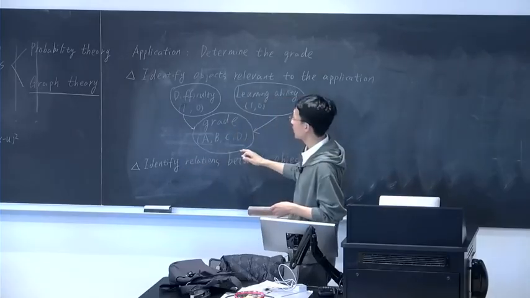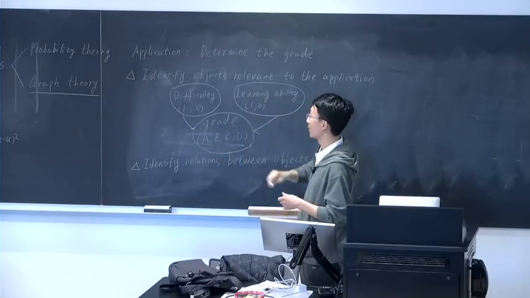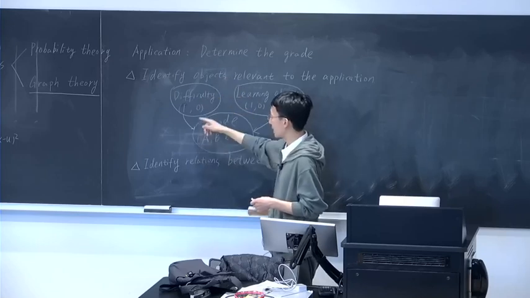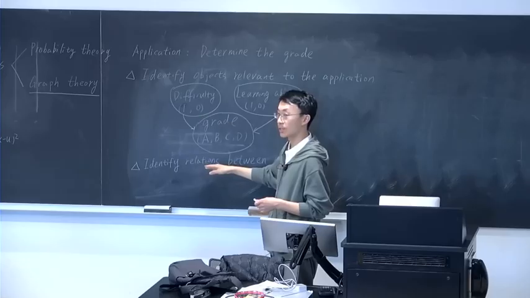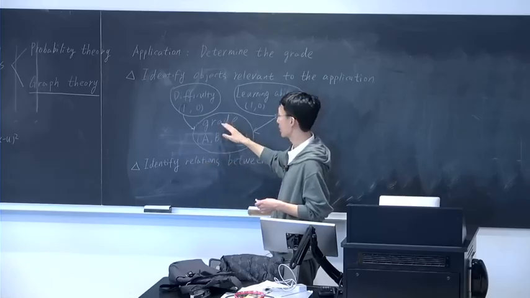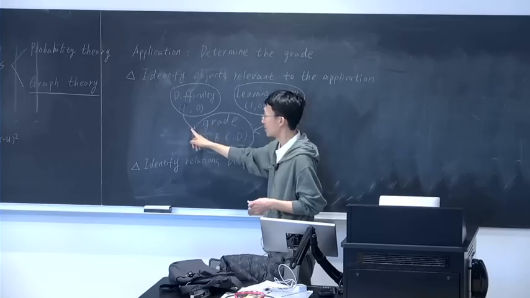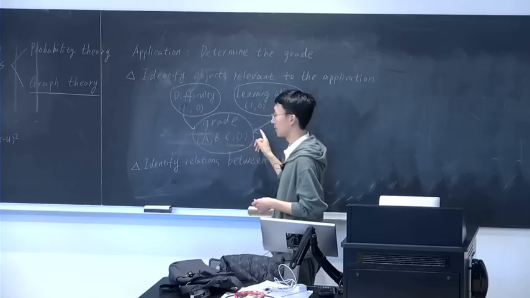By doing this, we have the entire graph, right? We put these objects on the nodes, and then we connect these nodes based on their relations. After doing this, we get a graph, which is a directed graph, right? Since the edges here are directed.